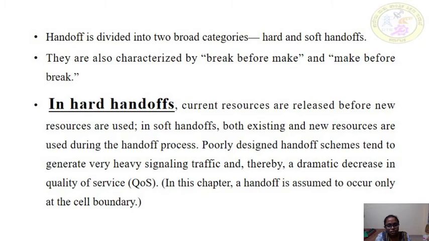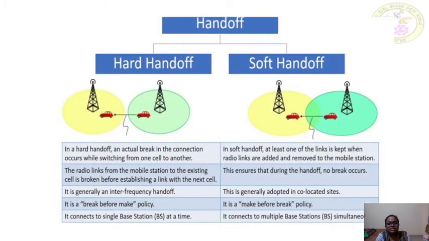Handoff is divided into two broad categories. The first one is hard handoff and the other one is soft handoff. They are characterized by break before make and make before break. Hard handoff is called break before make. In a hard handoff, the current resources are released before new resources are used. In a soft handoff, both existing and new resources are used during the handoff process. Poorly designed handoff schemes tend to generate very heavy signaling traffic and thereby cause a dramatic decrease in the quality of service. This is the diagram for both hard handoff and soft handoff.